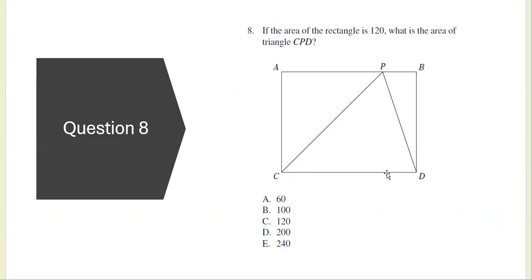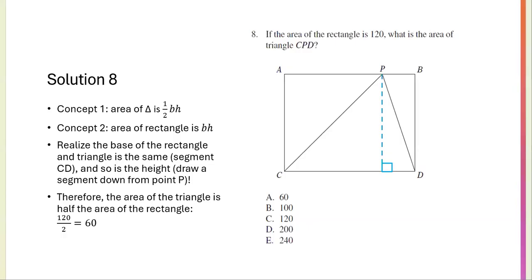So, again, triangle's half the base times the height. Rectangle is base times height, the areas. So, the base and the height are the same for both shapes. So we just half the area of the rectangle. So answer is A, 60. As simple as that.